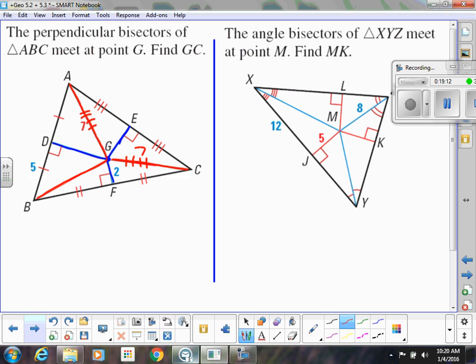And then over here, we have the angle bisectors. The blue lines are the angle bisectors, and they are not congruent. Remember, the lengths to the sides from the incenter are congruent. They want us to find MK. That will be congruent to the other red line. MJ was labeled as 5, so MK will be 5. Make sure you get those straight in your head. And then when we come in for class, be ready to go and have your notes ready.